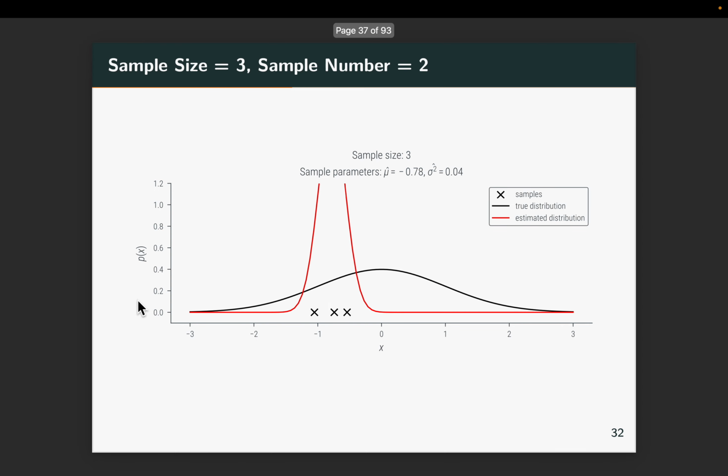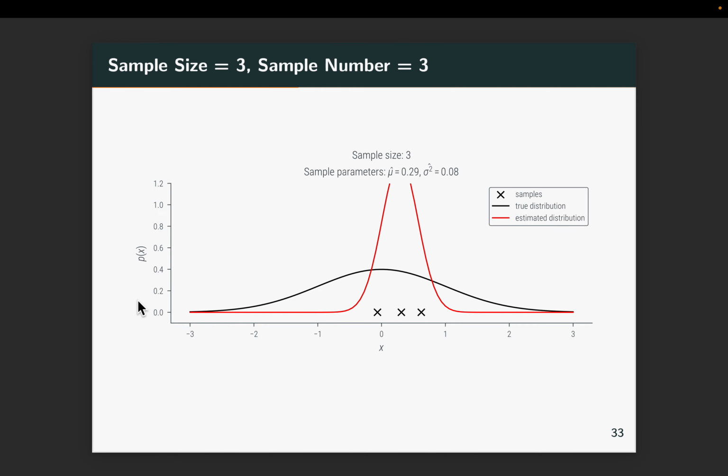Right? If I take another 3 samples, mu is again not 0, so it's pretty much skewed to the other side, and sigma square is almost close to 0. There is no variance in these samples. Let me take another 3 samples. Another 3 samples, another 3 samples.